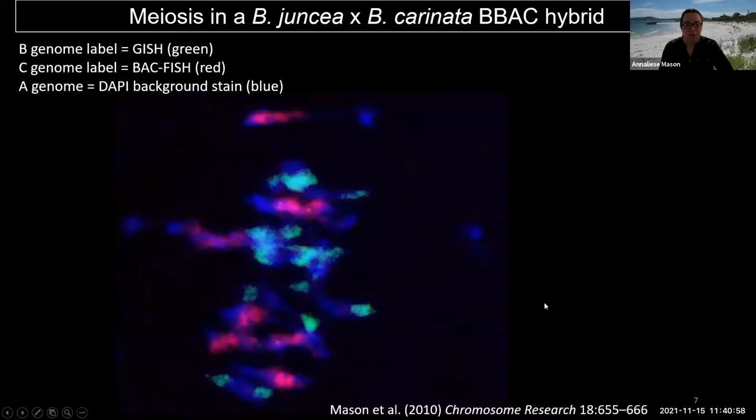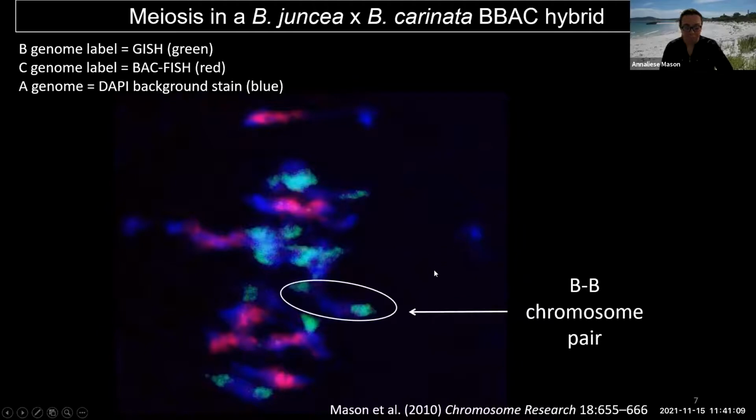What's actually happened at this point? Oh, that's not very good resolution. Oh well. Okay, so this is fluorescent in situ hybridization. Sorry about the quality. This is what's happening in the very first generation of meiosis. This is important because it helps to explain what we found later. So we found normal BB chromosome pairing. This is what we expect.